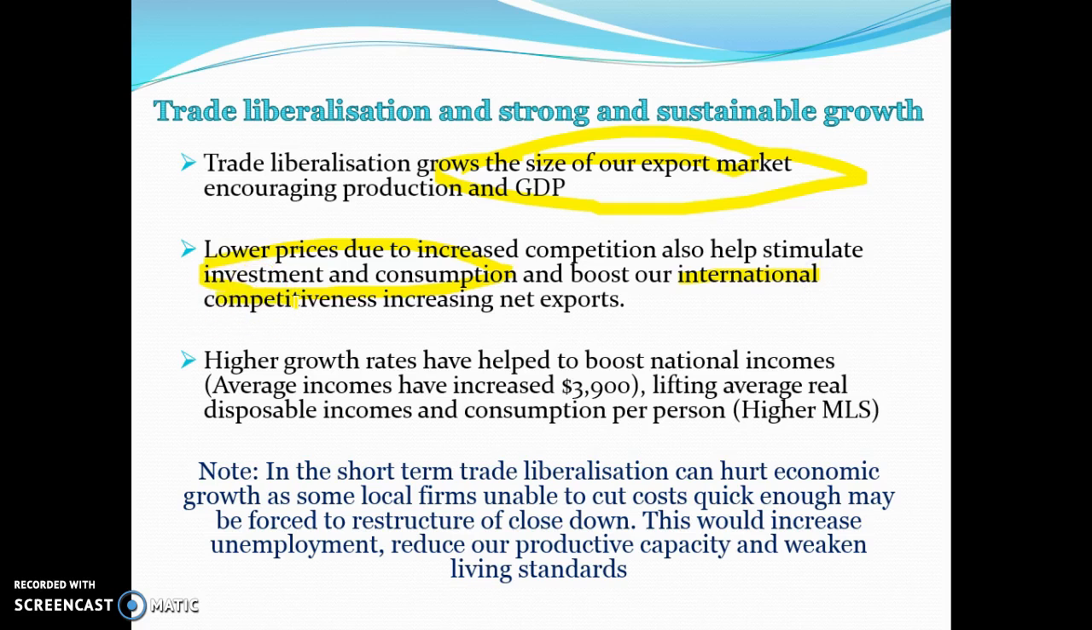In the long term, our international competitiveness should improve because we've been able to keep prices down, and therefore we will export more. Higher growth rates on average have helped to boost incomes by $3,900, which should help to boost consumption as well. So they're the key things you want to talk about.